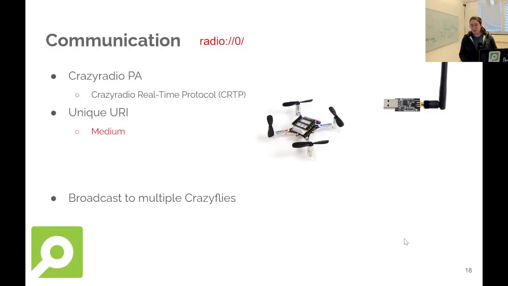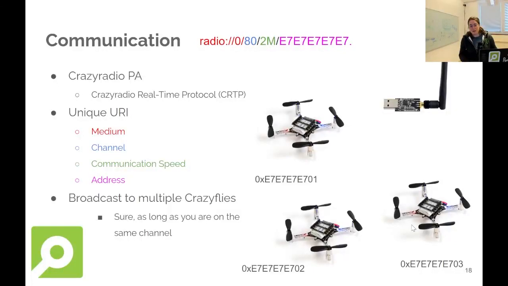You can also communicate by USB, a bit difficult to fly though, but you can for instance also add more Crazyradios to the same computer. Then the channel, the communication speed, so here it's 2 megabytes per second, and the address, which is, as you can see, a hexadecimal number right here. It is also possible to communicate with multiple Crazyflies at the same time, although perhaps not super interesting for you, but you just have to make sure that you have a different address, and perhaps also think about the channel as well.